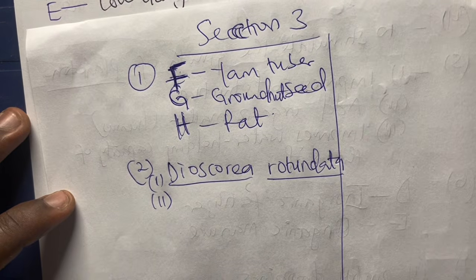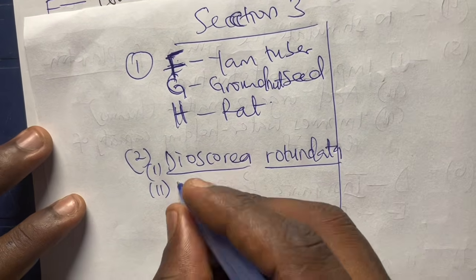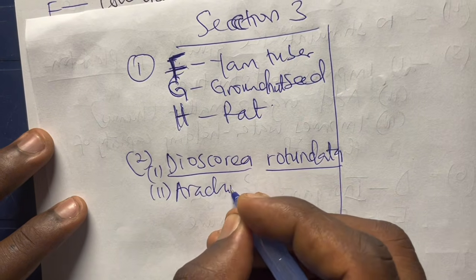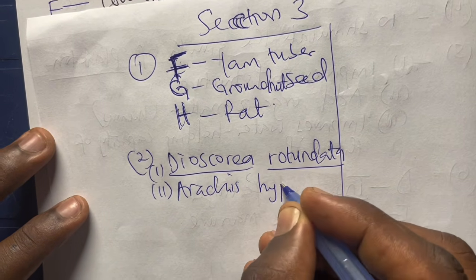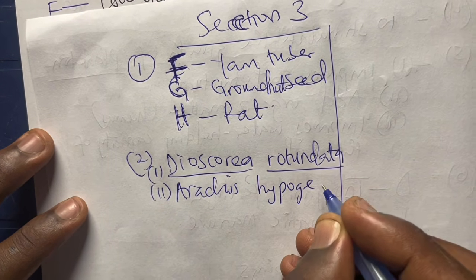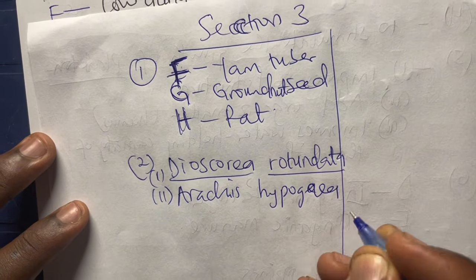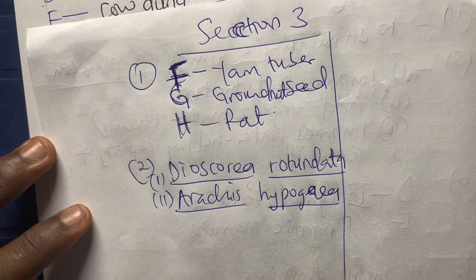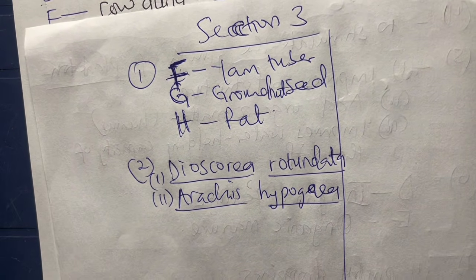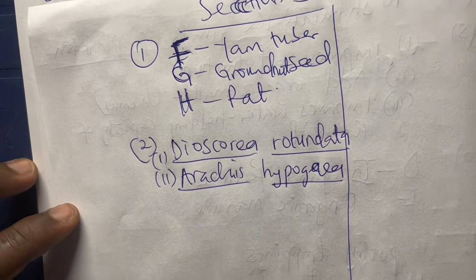That's number one. And then for the other one, the groundnut seed, that one is Arachis hypogaea. Some people call it hypogaea, some call it hypogia. It depends on how you pronounce it. So that's the number 2 question.